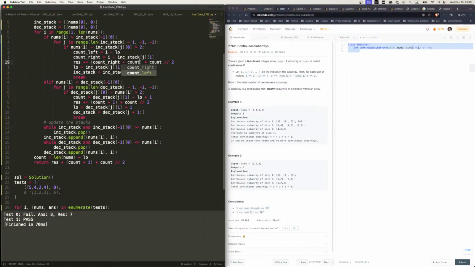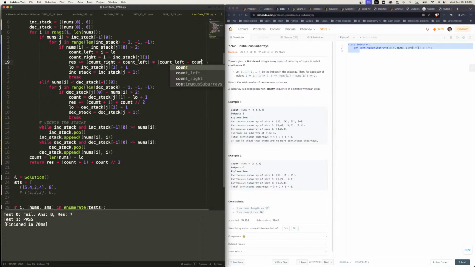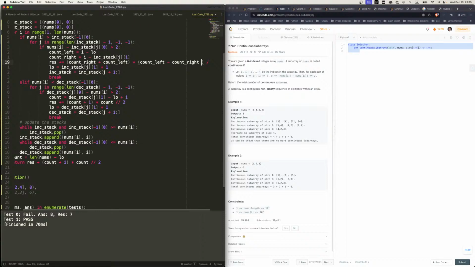Count left. And then how many are there? Well, it will be, because count left is bigger, so it should be count left minus count right, right? So 4, 3, 2. So 4 minus 2 plus 1.